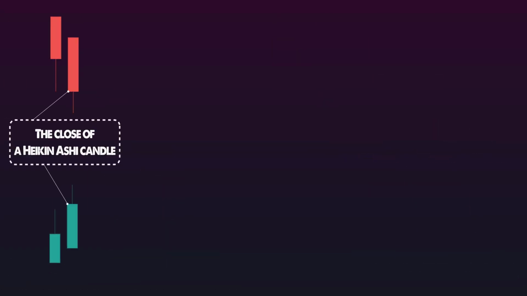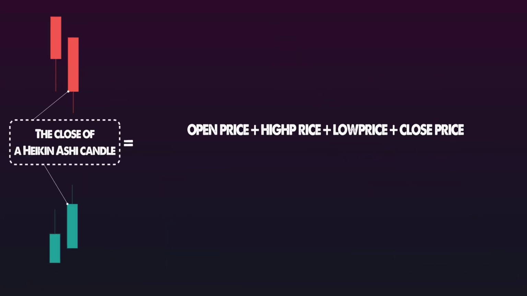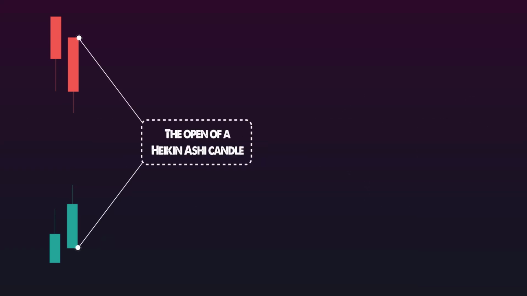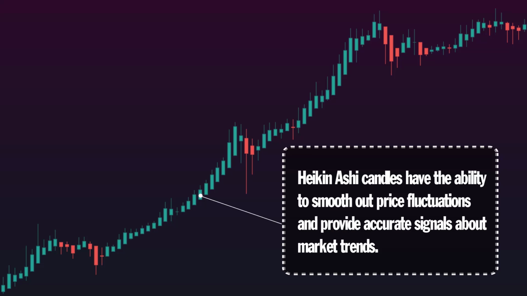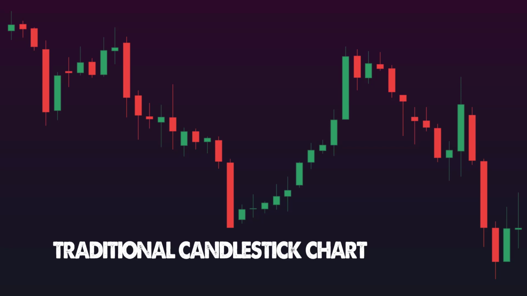The close of a Heikin Ashi candle is calculated by taking the average of the current candle's open, high, low, and close, then dividing that sum by 4. The open of a Heikin Ashi candle is placed at the midpoint of the previous candle's body. Thanks to this smoothing mechanism and its ability to reveal clearer trend direction, Heikin Ashi is a powerful tool for traders looking to optimize their strategies in the stock market.